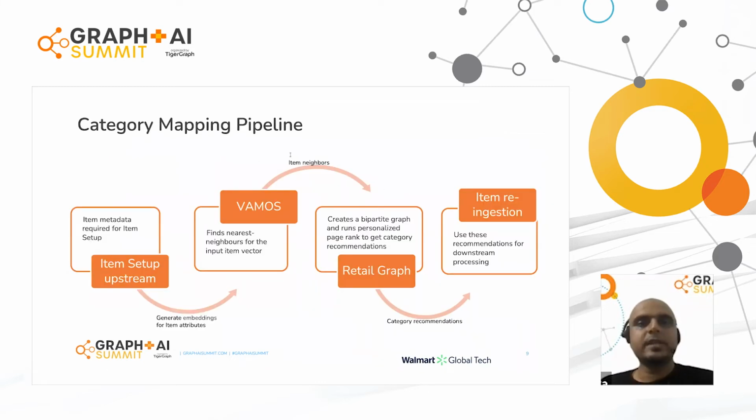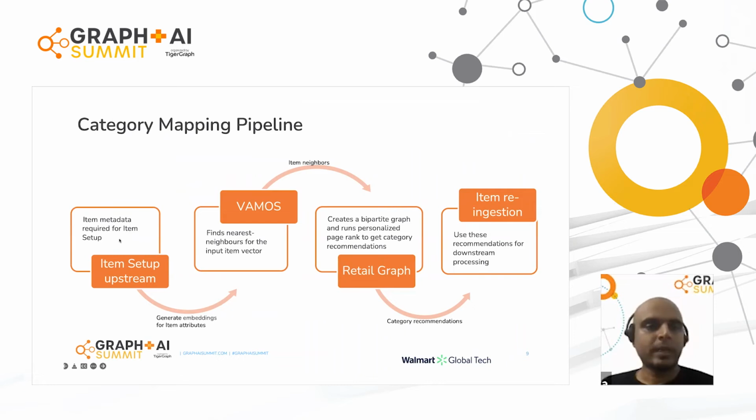Now, this diagram depicts the proposed category mapping pipeline, where if you see on the left, we have item setup upstream, on the right we have item reingestion, and in the center we have VAMOS and retail graph. They work together to do the item to category mapping process.